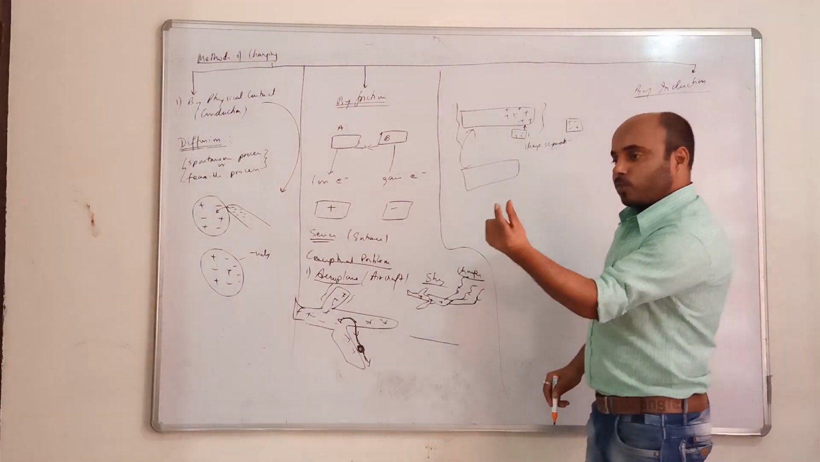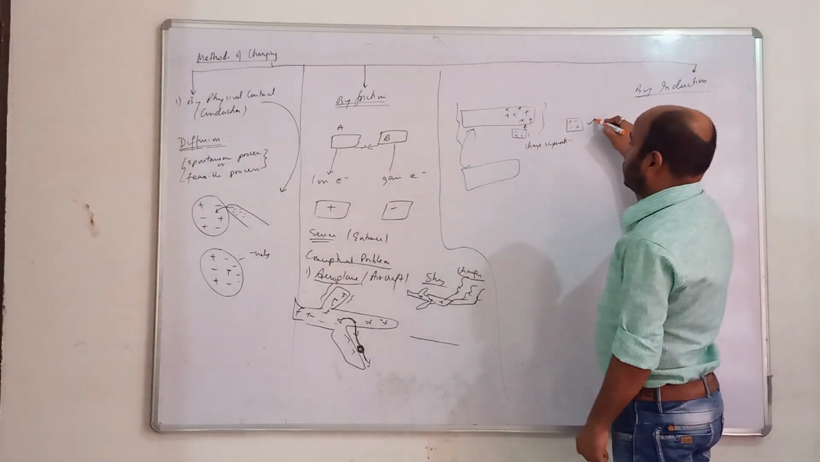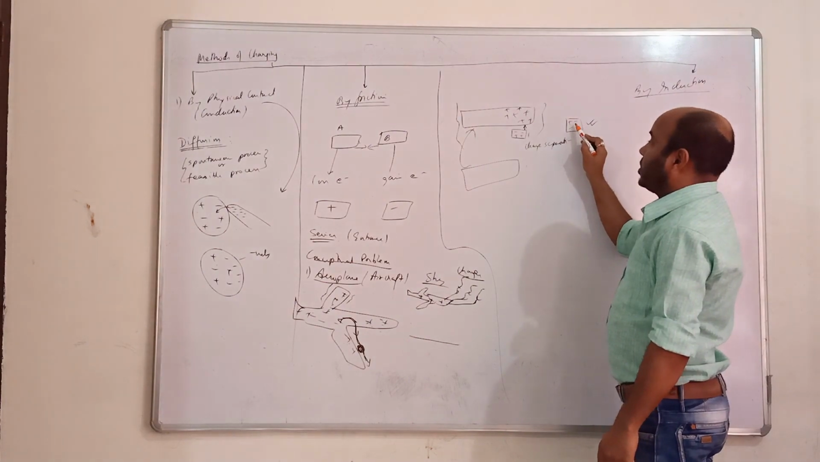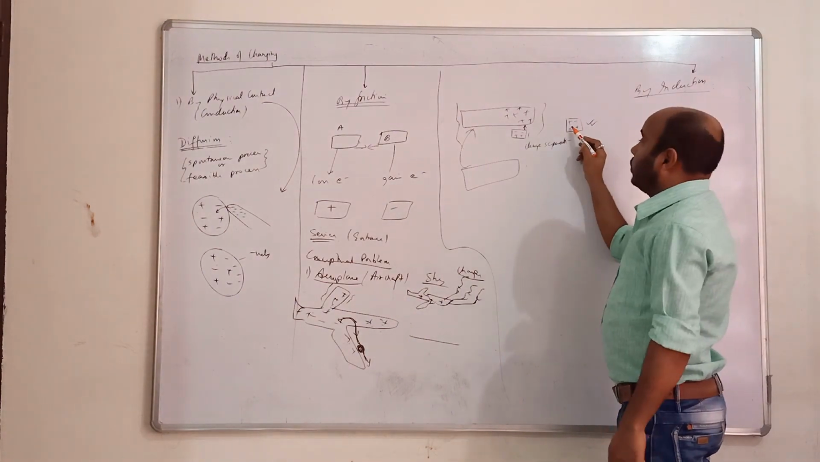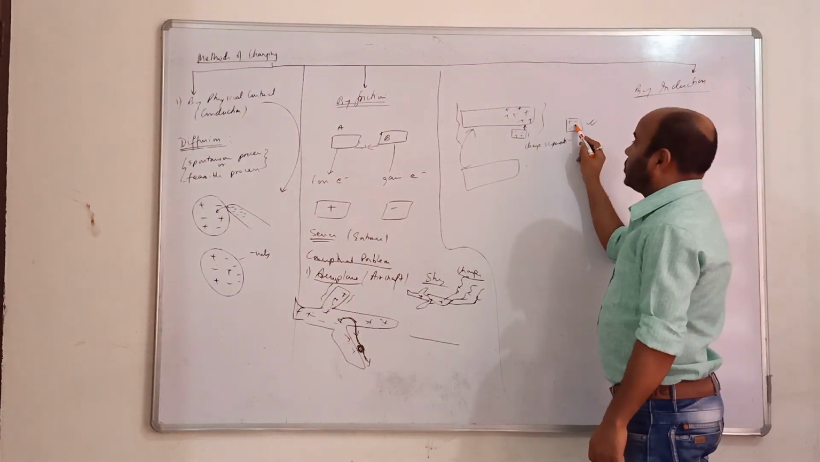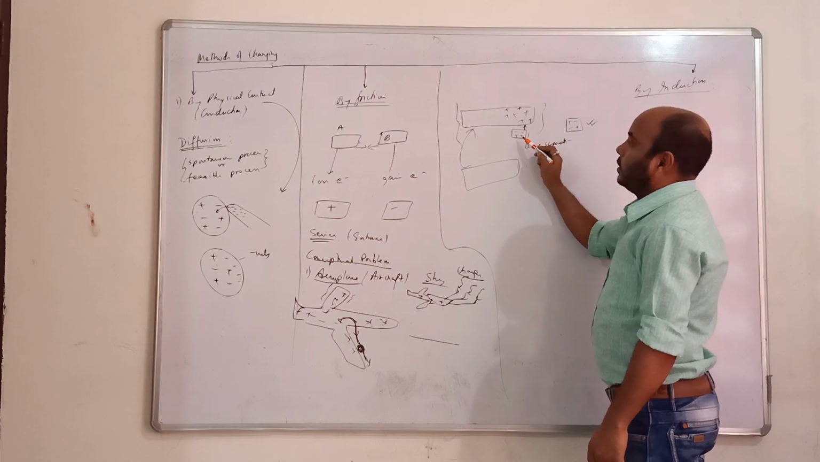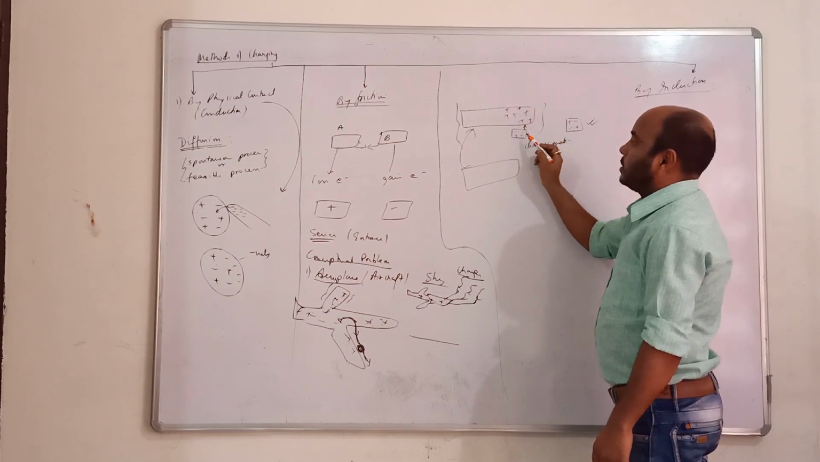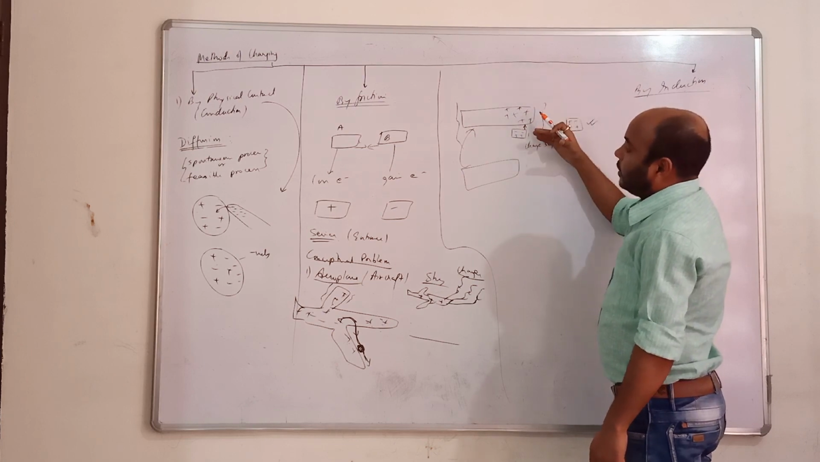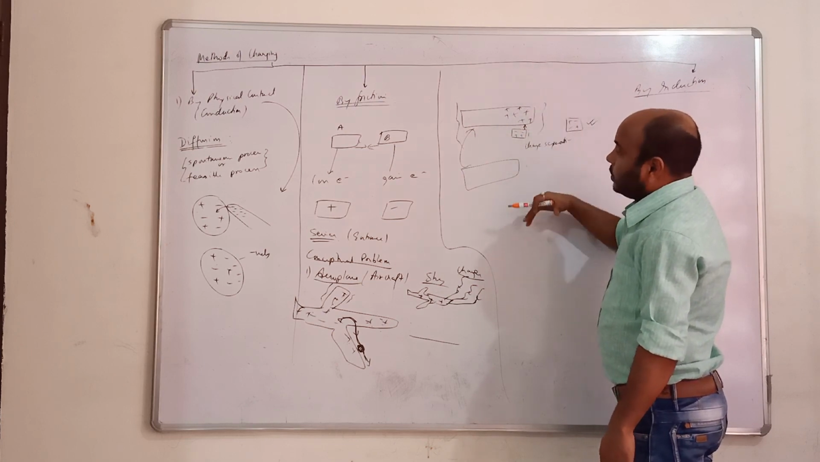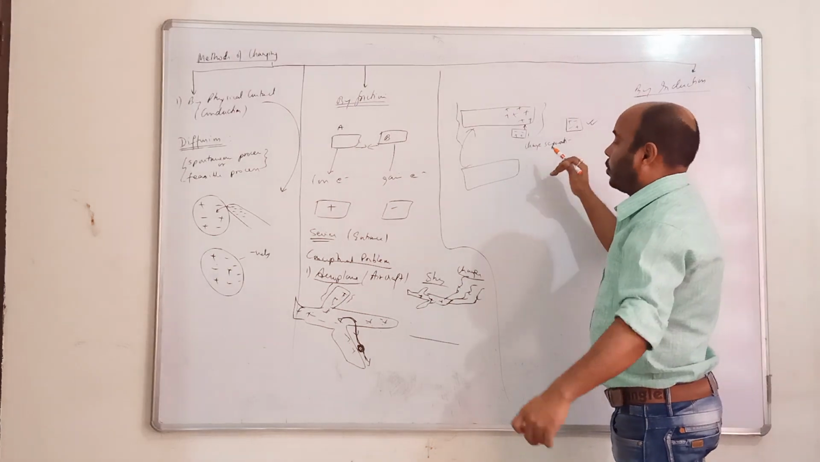I have taken a small piece of paper. This piece of paper is again a neutral body, with plus, minus, minus, plus, alternating. When I keep this piece of paper very close to the scale, what is happening? These positive charges attract the electrons. That means all the electrons will shift upward, and the positive ions will stay behind. Positive ions, we can say protons.